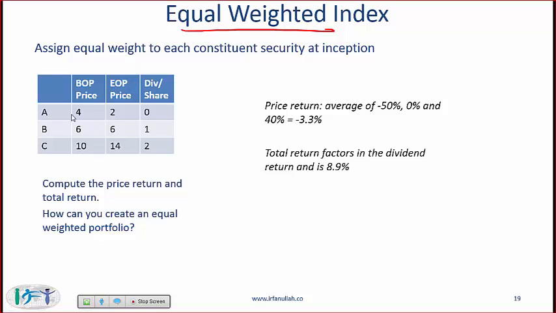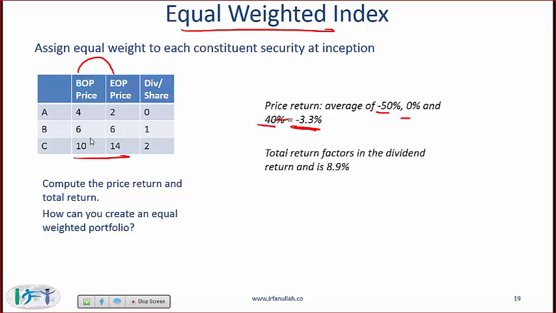In equal weighted indices, we say that each stock, regardless of its price, has the same weight. And how would you calculate the price-based return if this is equal weighted? You would take the return of stock A, which is minus 50%, stock B, which is 0%, and stock C, which is 40%, and then simply take the average of the three and you get minus 3.3%. Notice now that the numbers are the same between this and the previous example, but because the weighting scheme is different, your price return is different.